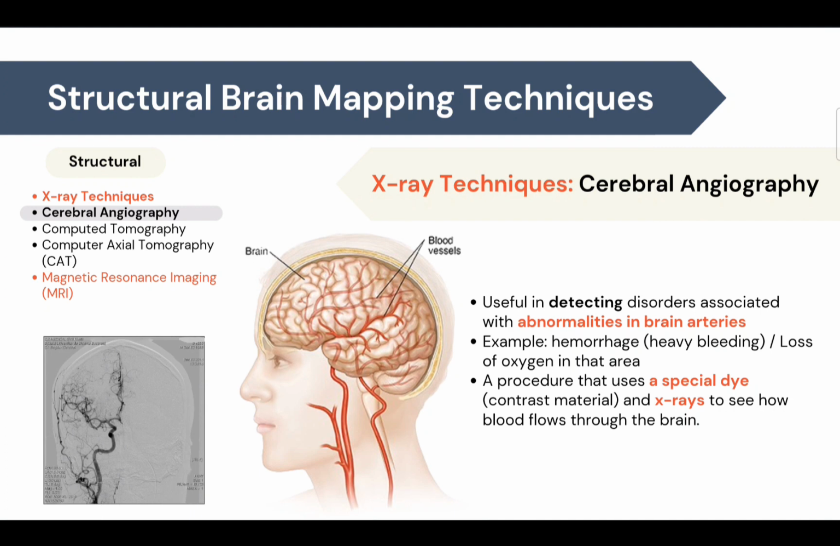Because cerebral angiography is part of the X-ray techniques, there will be some radiation involved, because there is an X-ray and a special dye. This special dye will detect the brain arteries later on.